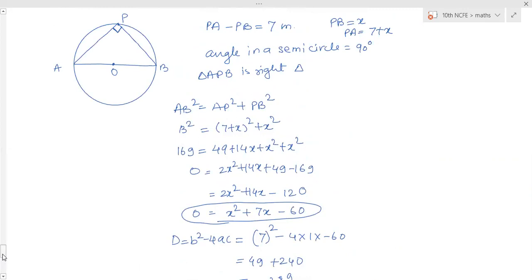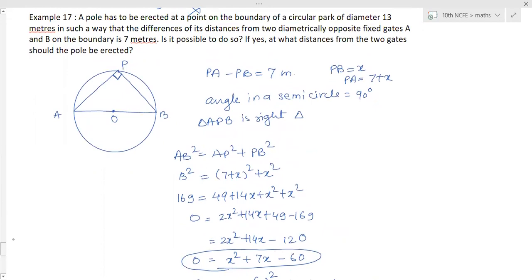Is this question clear? Yes, ma'am. This is very important. In one of the papers you will get this question. Any one of the papers.